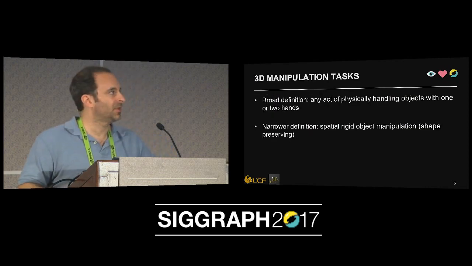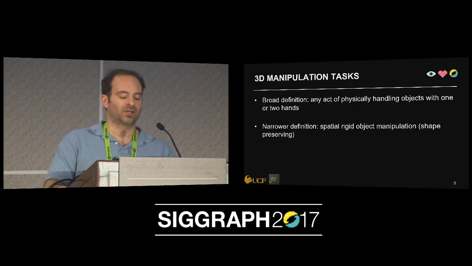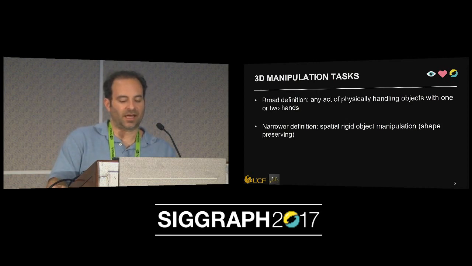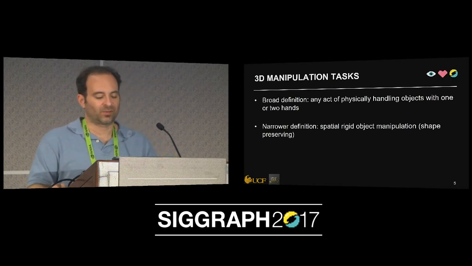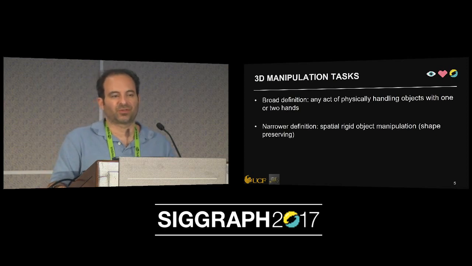So when you think about 3D manipulation tasks, what we're really talking about from a broad perspective is the act of physically handling an object with one or two hands. And a narrower definition would then be spatial rigid object manipulation, okay? And that's including shape preserving. And that's not necessarily a requirement.